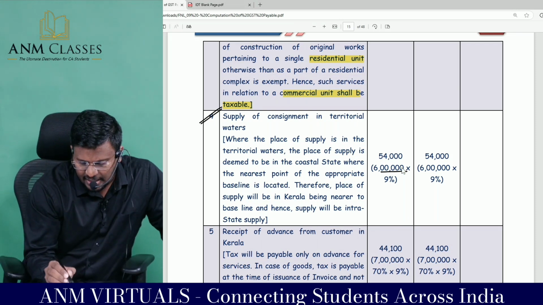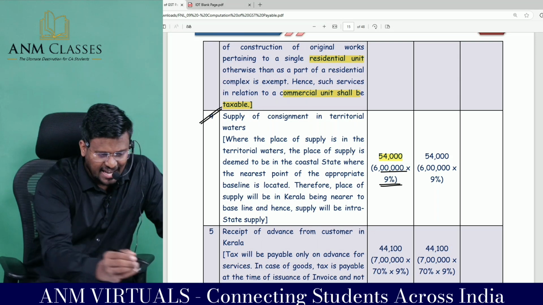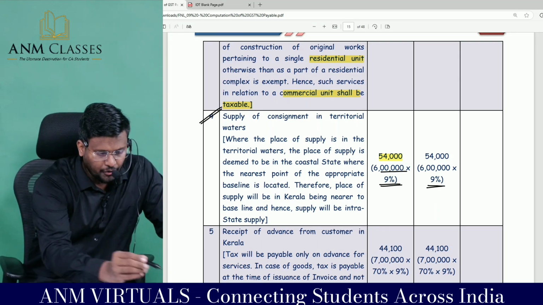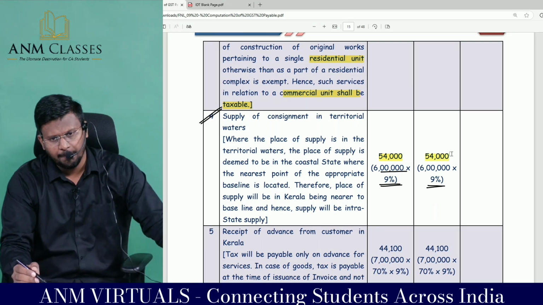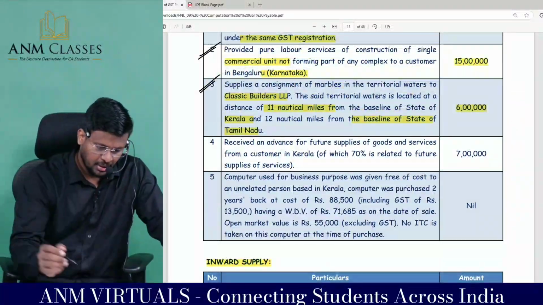So 6 lakh into 9% comes to 54,000, and 6 lakh into 9% comes to 54,000 is the CGST and SGST to be collected. Comfortable, sir?